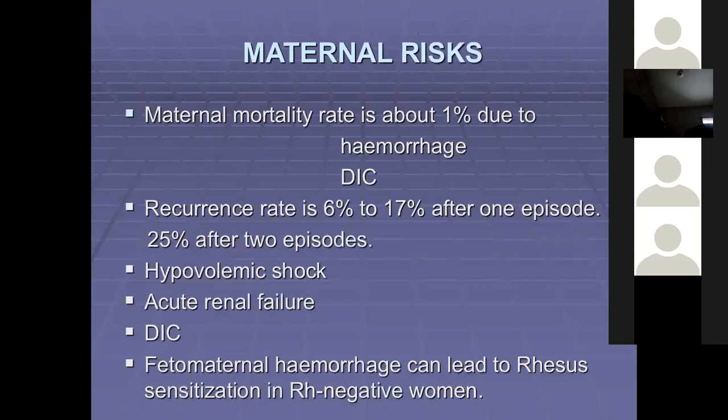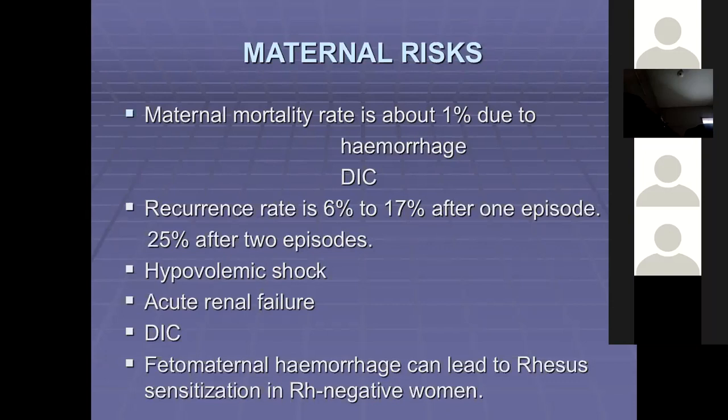What are the maternal risks? Maternal mortality rate is about 1% due to hemorrhage or because of DIC. Recurrence rate is 6% to 17% after one episode. As recurrence occurs in case of previa, similarly in case of abruption, there are chances the patient has a previous history of abruption placenta. So in this pregnancy, she may develop abruption placenta. If she has a single episode of abruption placenta, 6 to 17% chances. But if she has 2 episodes of abruption placenta, then there is a risk of 25%.